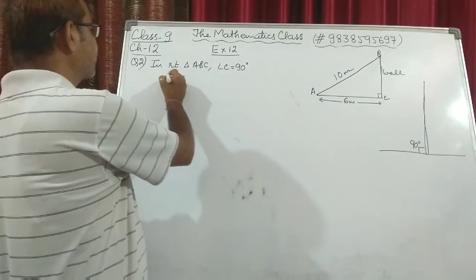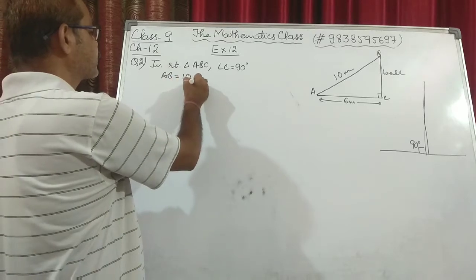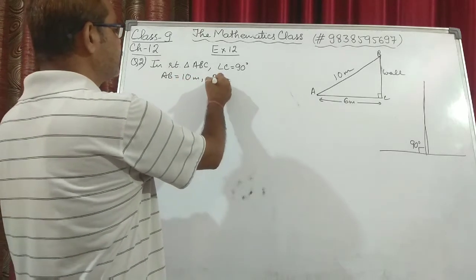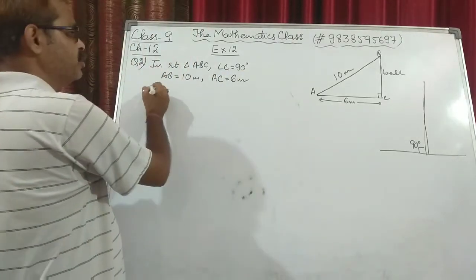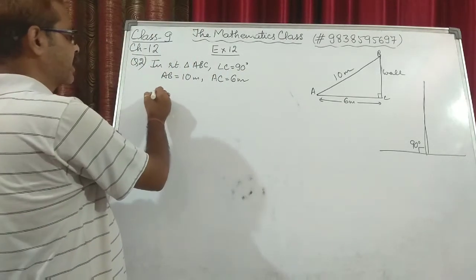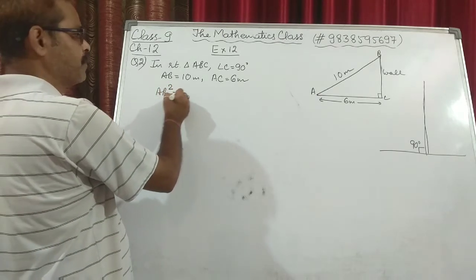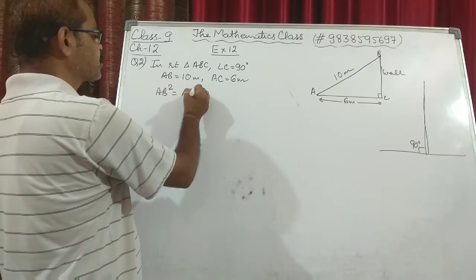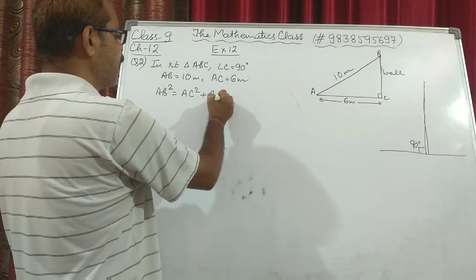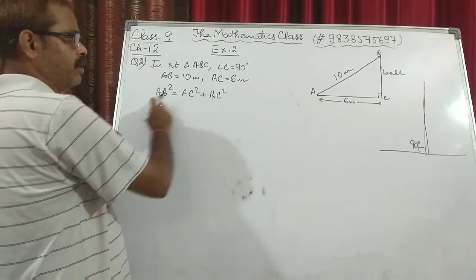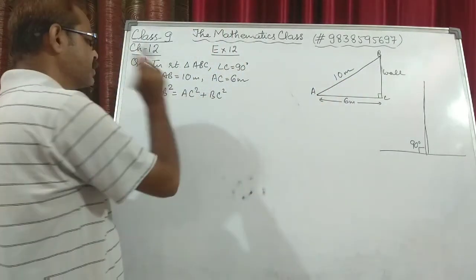In this, we can say AB, which you can see is the hypotenuse, is given as 10, and AC, which is the base, is given as 6. In a right angle triangle, the hypotenuse square is equal to the sum of the squares of the other two sides. The other two sides are AC and BC. So AB square, where AB is the hypotenuse, is equal to BC square plus AC square.